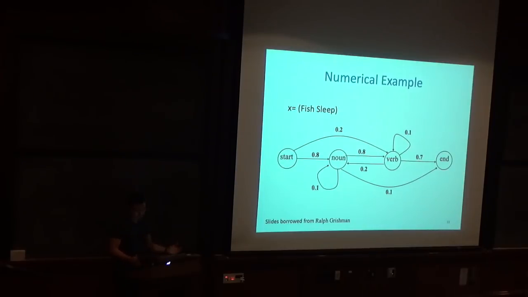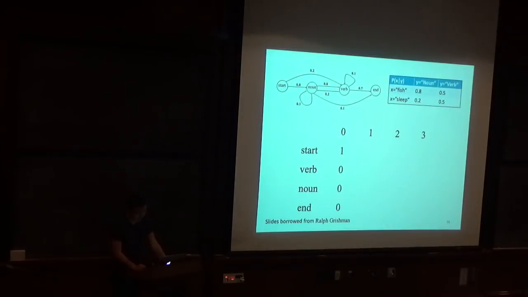Okay, I'm just going to walk through a numerical example very quickly. This is an even simpler example: "fish sleep." So two words and two part of speech tags, which makes everything a little bit smaller. We start with the initial start state. We observe that the first x is fish, so x1 equals fish. We compute the probability of transitioning from start to verb and start to noun. These are the two probabilities.